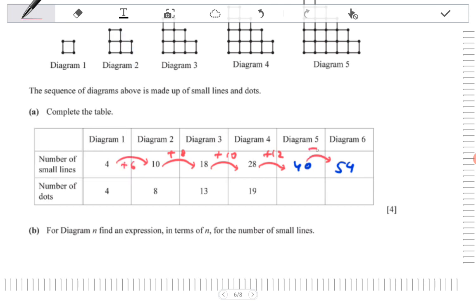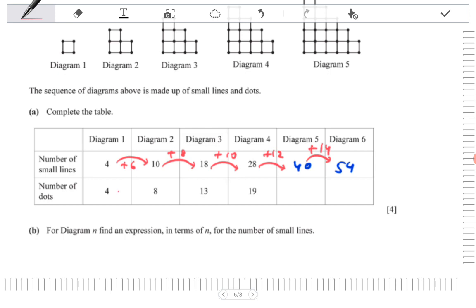Like this one should be plus 14. And see, its first order difference is not constant, the second order difference is constant: plus 2, plus 2, plus 2, plus 2. So there is some quadratic formula, and plus 2 is there, so half of that, n square, is the first part of the formula. This is what we are going to work on for the next part question as well, but first we are going to complete this table.